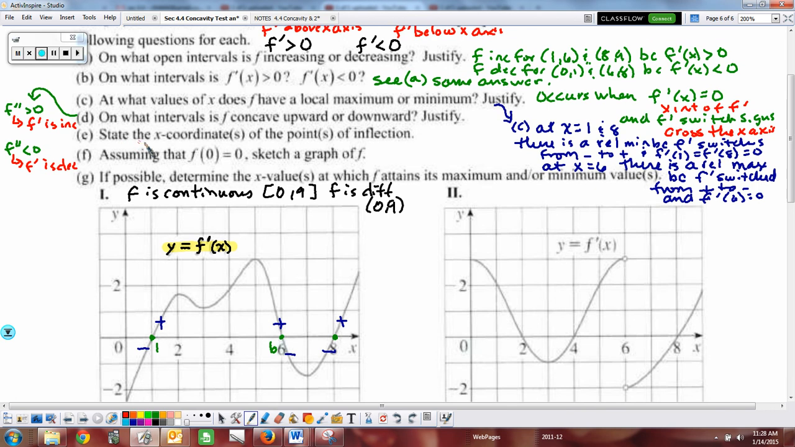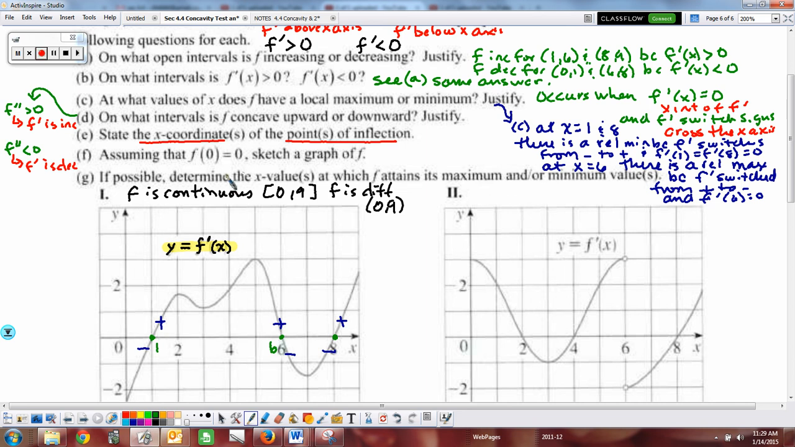We want to state the x-coordinates of the points of inflection. So now remember that points of inflection occur where f changes concavity at a point that is not a cusp. Then we have what's happening on f prime. f prime would have to switch from increasing to decreasing, and your second derivative would have to switch signs.